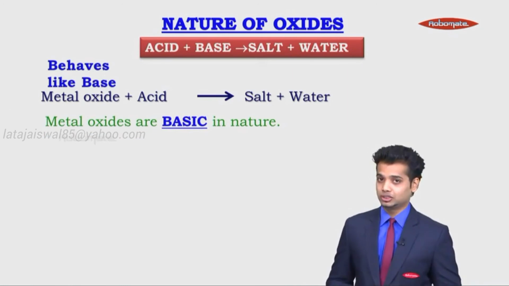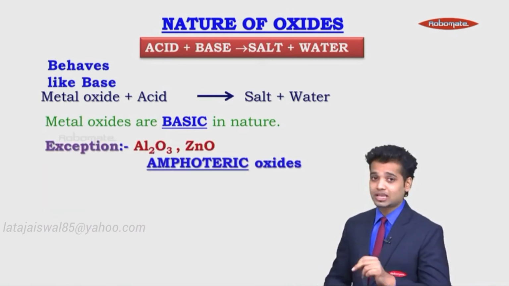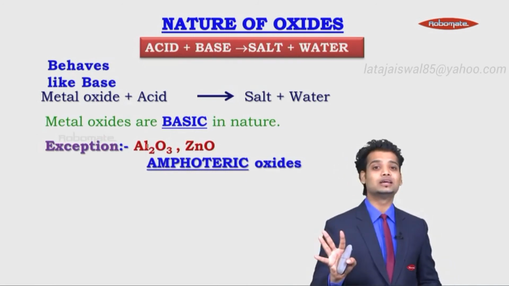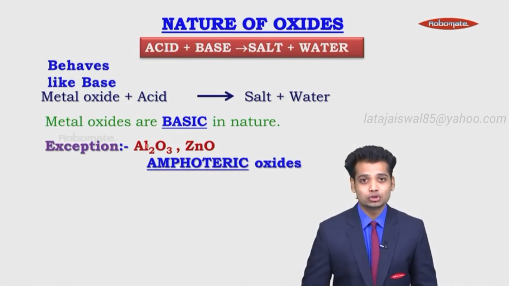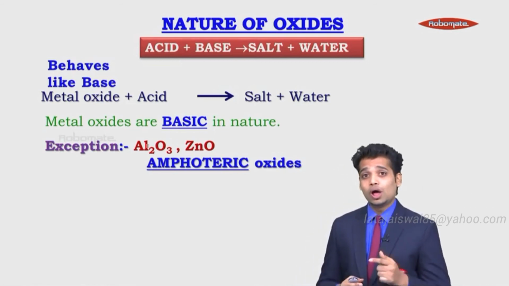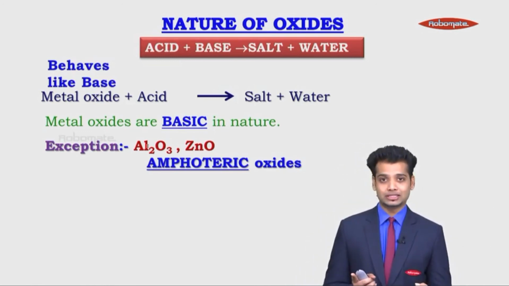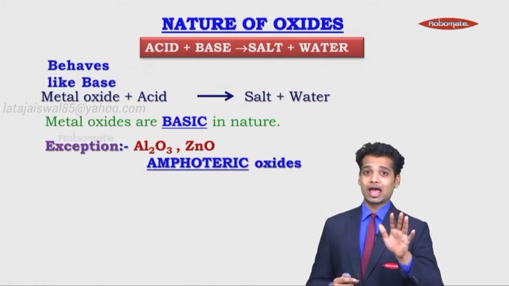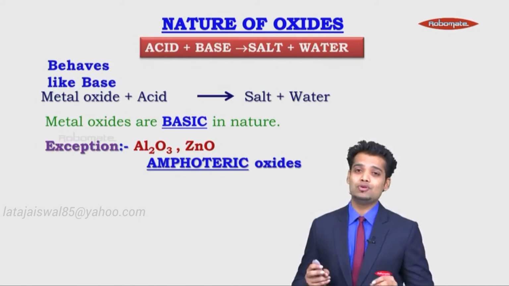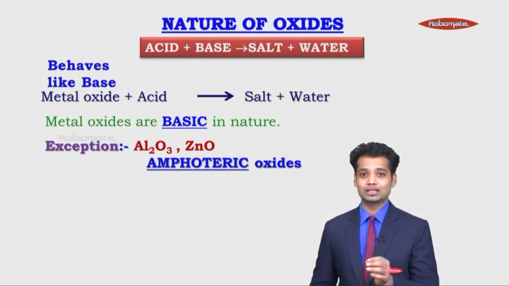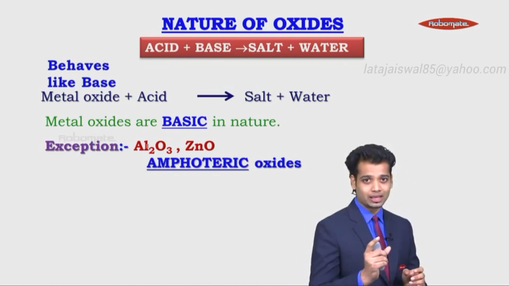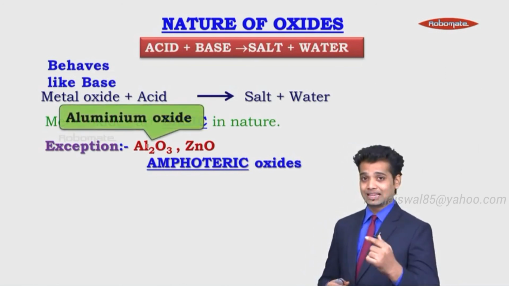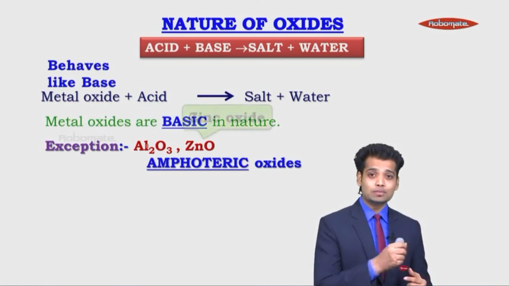But there are two exceptions. Aluminium oxide and zinc oxide do not only react with acid. They react with acid as well as base to form the salt and water. So when they do so, they are called amphoteric oxides. Like amphibians, like crocs, which live in water, they live on land. Similarly, Al2O3 reacts with acid as well as base to form aluminate ion, and zinc forms zincate ion when they react with a base. We'll see that in the next slide. Aluminium oxide and zinc oxide.